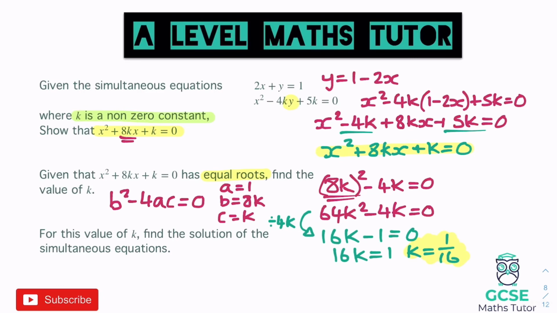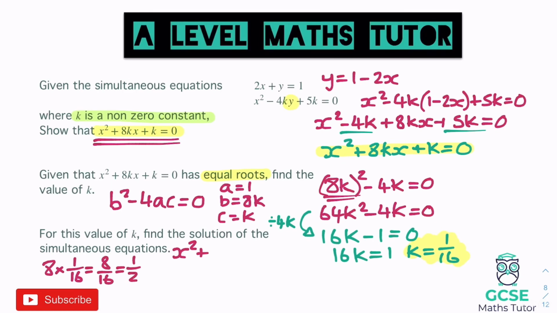Up here, it said show that x squared plus 8kx plus k equals 0, but now we actually know the value of k. If we replace that with 1 over 16, let's see what we get. We get x squared plus 8 lots of 1 over 16. I'm just going to work this out to the side here. 8 times 1 over 16 is 8 over 16, and 8 over 16 equals a half.